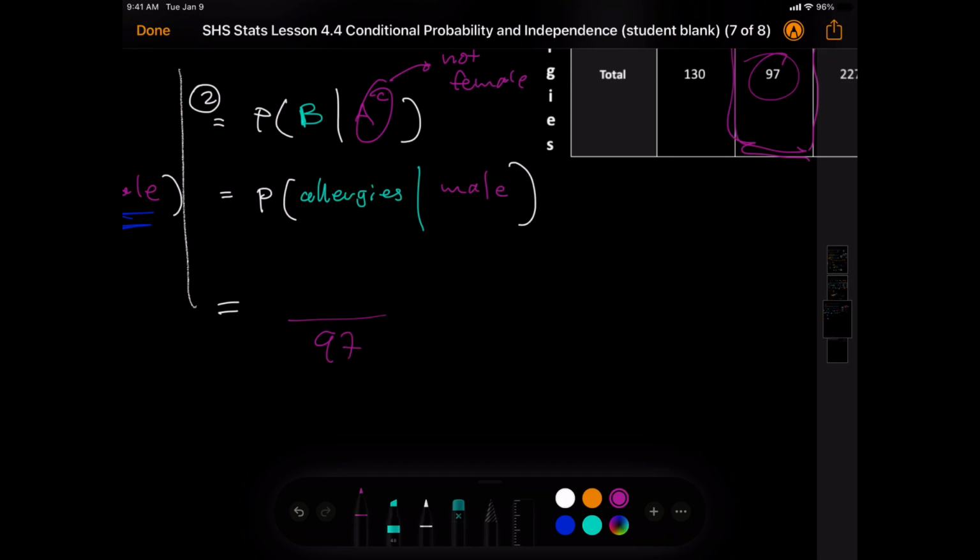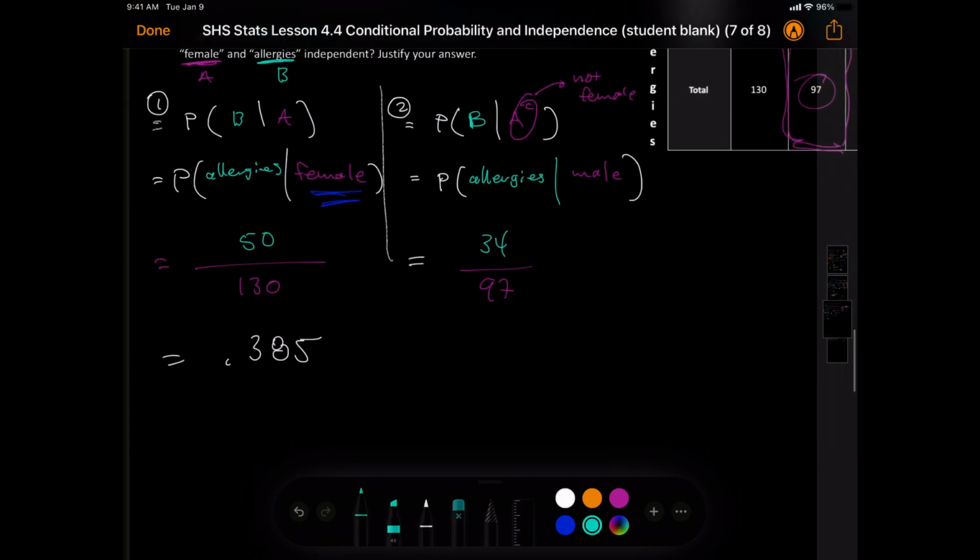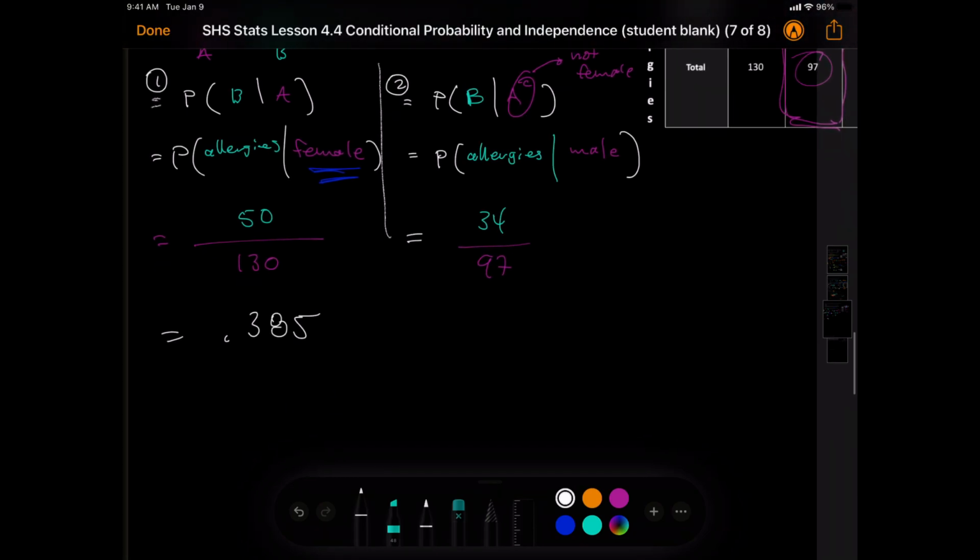Here's a conditional probability. I'm looking at just the males. How many of those males have allergies? That would be 34. If you put it in there and do a decimal, you'll get 0.351. Here's the question about independence. Are they equal? The answer is no.